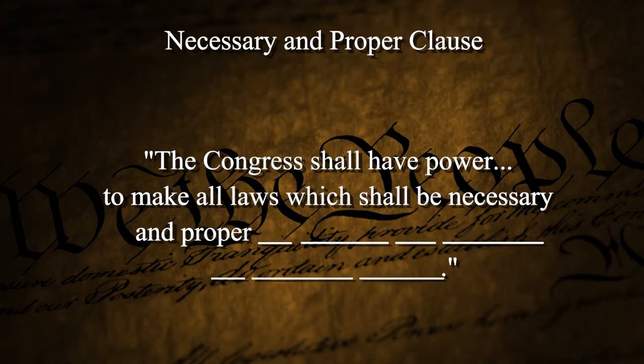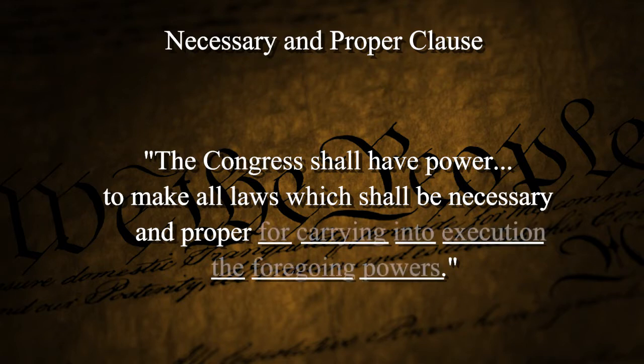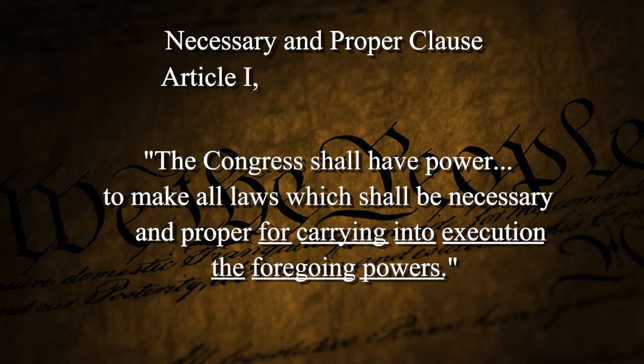Third question, fill in the blank and name the clause and constitutional reference. The Congress shall have power to make all laws that shall be necessary and proper for carrying into execution the foregoing powers. And that references which article, section, and clause? Article 1, Section 8, Clause 18. Good. This is just second nature now.